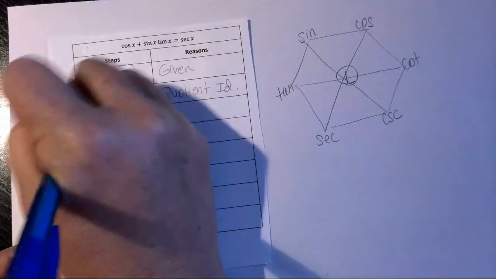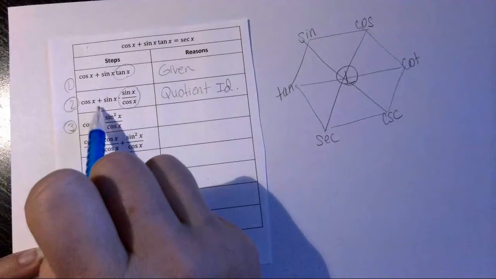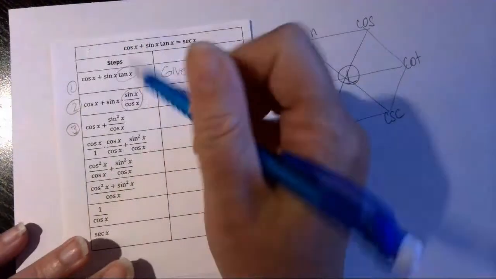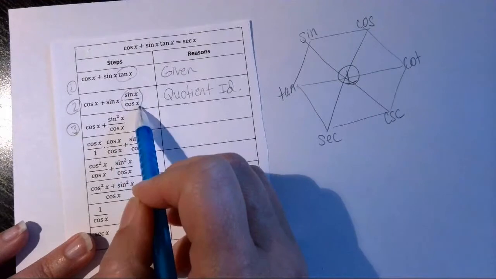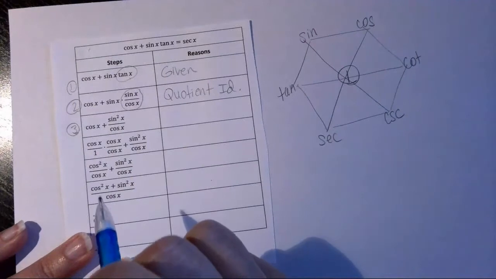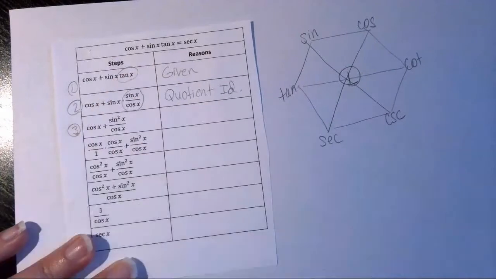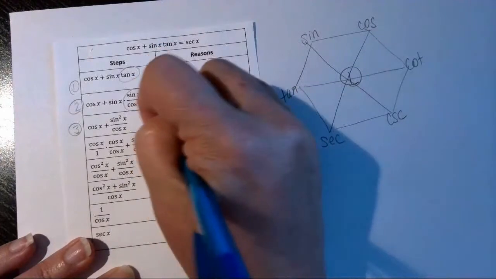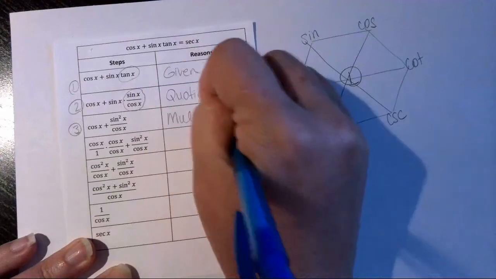Okay, then our reason for line 3 will be how we get from lines 2 to 3 in the proof. The cosine of x has stayed the same, but now instead of a sine of x times a fraction, sine over cosine, we have just one fraction, the sine squared of x over cosine. So what happened to get from line 2 to line 3 is that the sine x got multiplied times the sine x in the numerator of the fraction, and so that is multiply fractions.